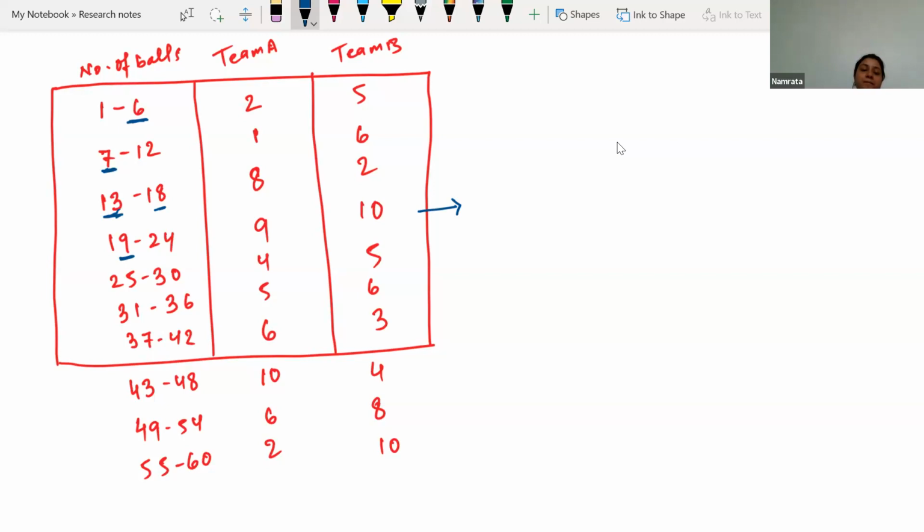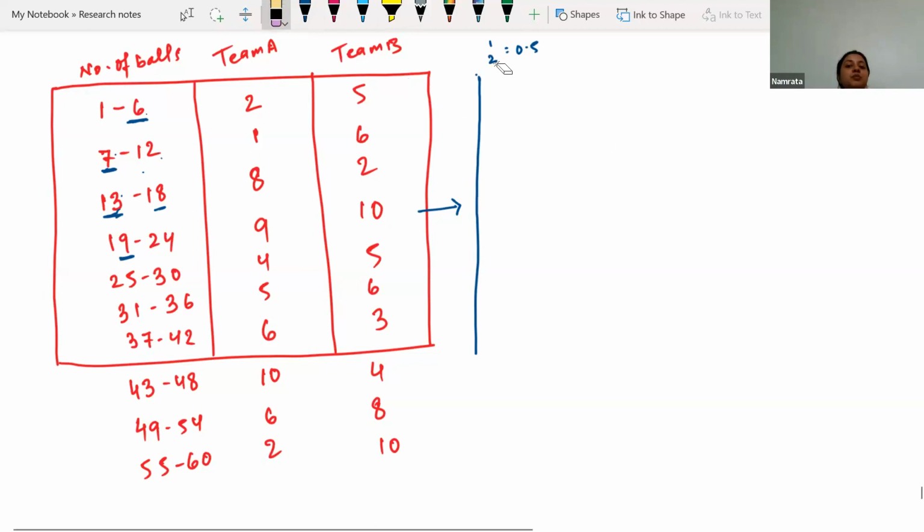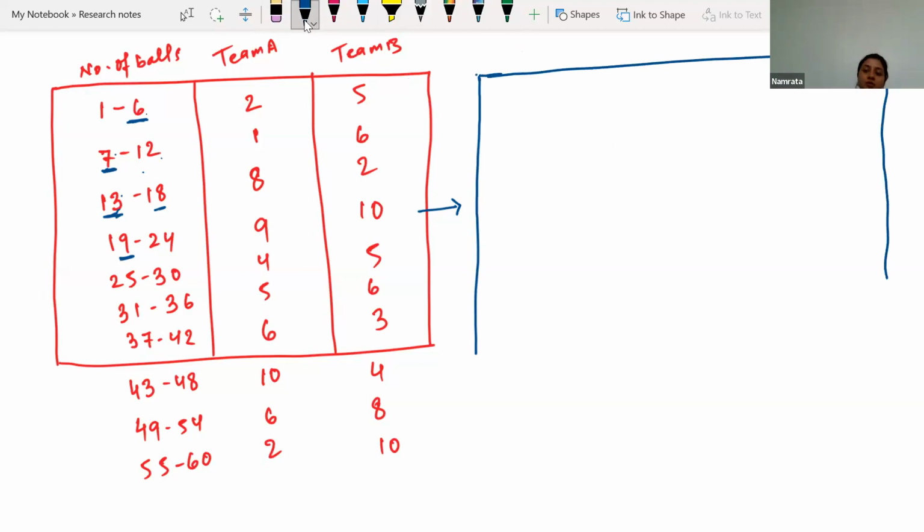Adding 0.5 to the upper and lower. The gap between 6 and 7 is 1. The gap between 12 and 13 is 1. So everywhere the gap is 1. So whenever the gap is 1, we divide it by 2. That is 0.5. Yes, Yatika, you are correct. But we will be subtracting 0.5 from the lower limit and adding it to the upper limit. Okay. So our data will look like this now.